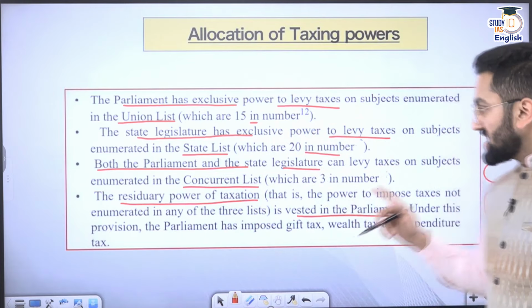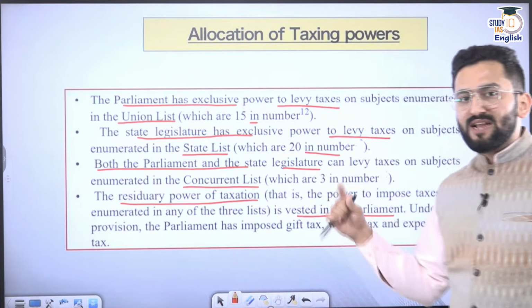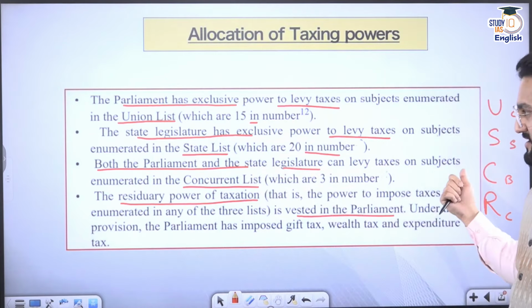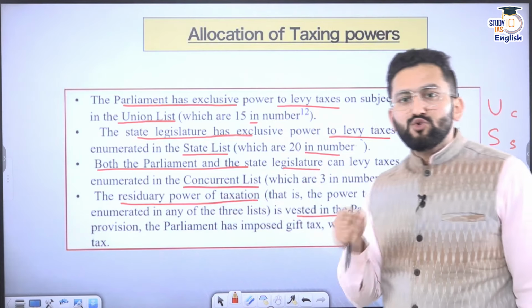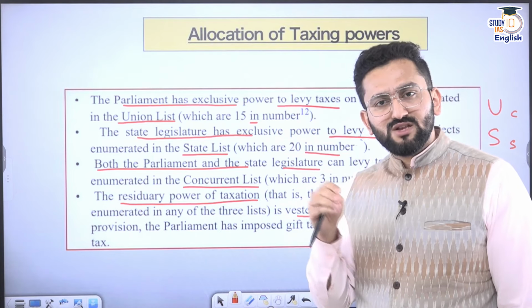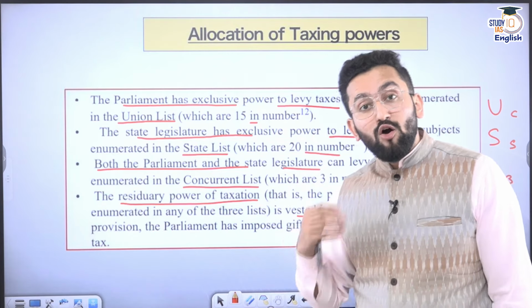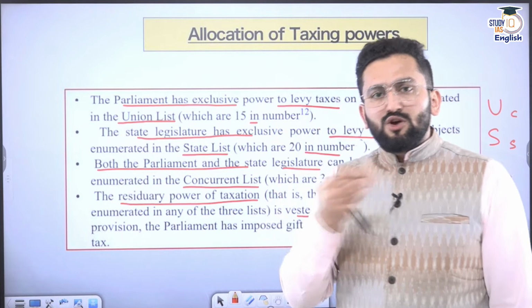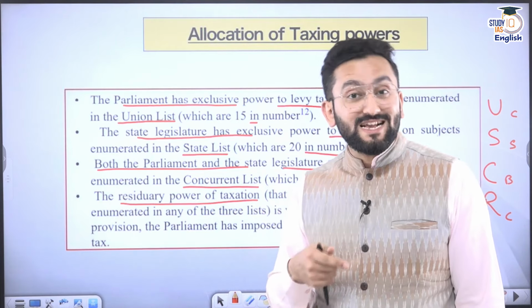Now, when it comes to the Concurrent List, both can impose tax. Obviously, their tax laws should not be in contravention of each other. So both Parliament and the state legislature can levy taxes on the enumerated subjects in the Concurrent List, which are 3 in number. Now come to residuary power. It means those subjects which are not mentioned in the State List, Union List, or Concurrent List. What about those subjects? For example, a new area of business has come up, which was not there earlier. So it was not expressly mentioned. Now, who is going to have the power to impose tax on that?